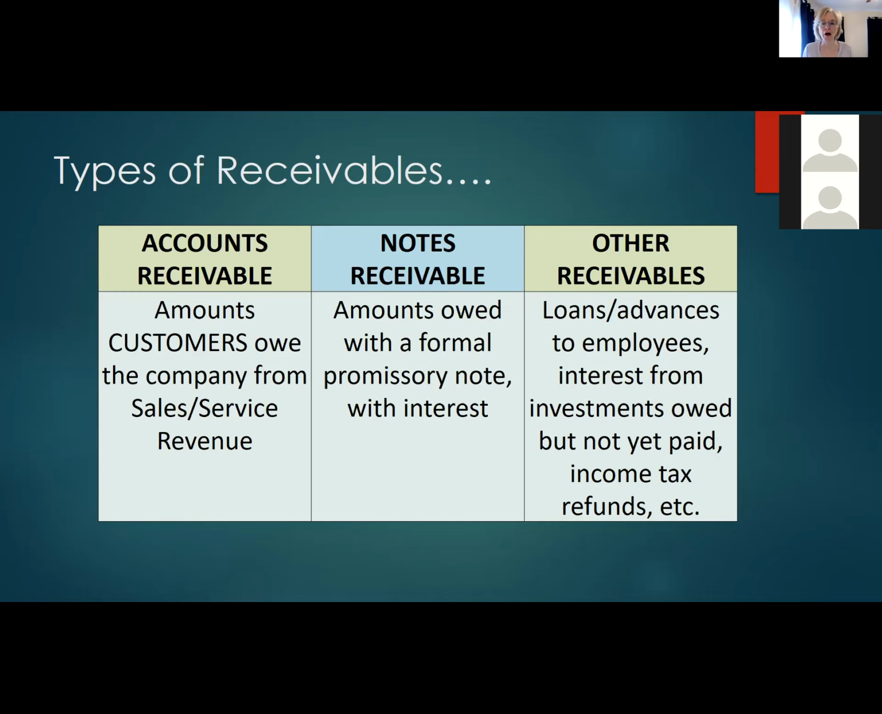Okay. There are other types of receivables. There are loans that you make to employees. And so when I was in industry, we would actually loan money to employees.